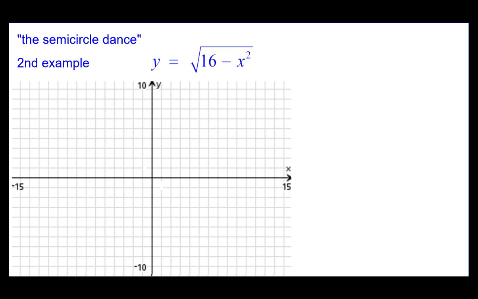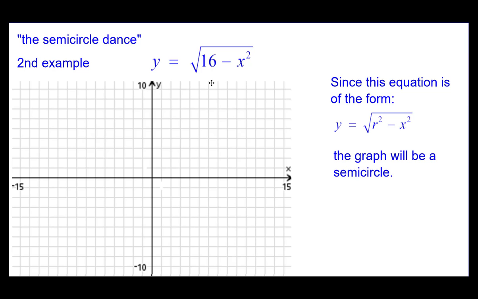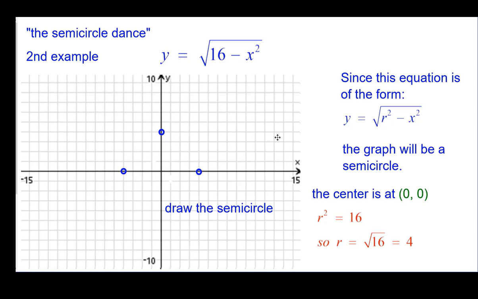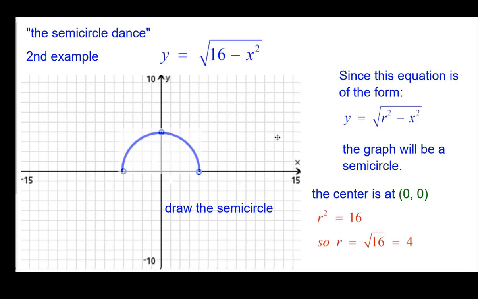We will do a second example because not always is the radius going to be that nice number 5 and get so many Pythagorean triples. This equation is of the proper form. r squared is 16, so the radius is 4, positive 4, the length is positive. And so from the center, we go 4 units in each direction. And so we have those 3 points. And then we draw and make it look like a semicircle.